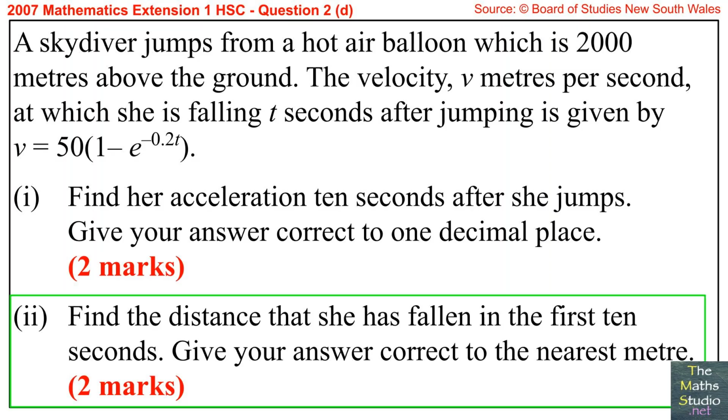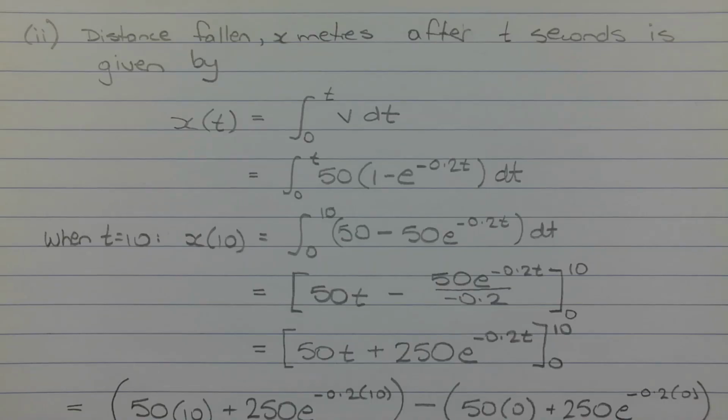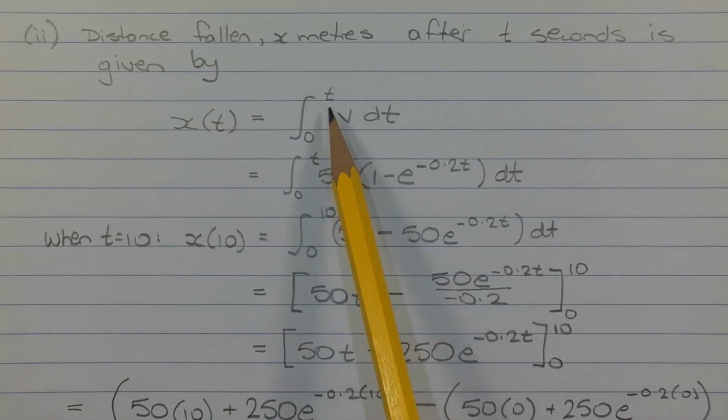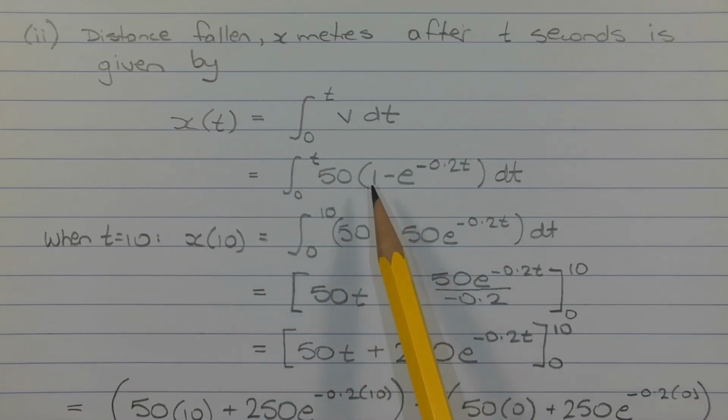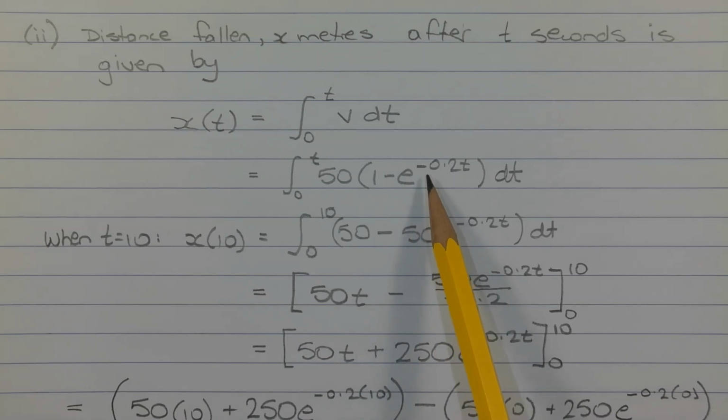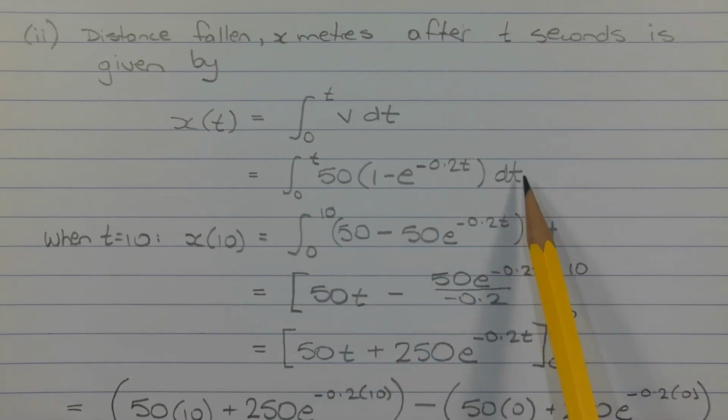Part 2. Find the distance that she has fallen in the first 10 seconds. Give your answer correct to the nearest meter. The distance fallen, x meters after t seconds, is given by x of t is equal to the integral from 0 to t of the velocity equation v dt, which equals the integral from 0 to t of 50 times (1 minus e to the power of negative 0.2t) dt.